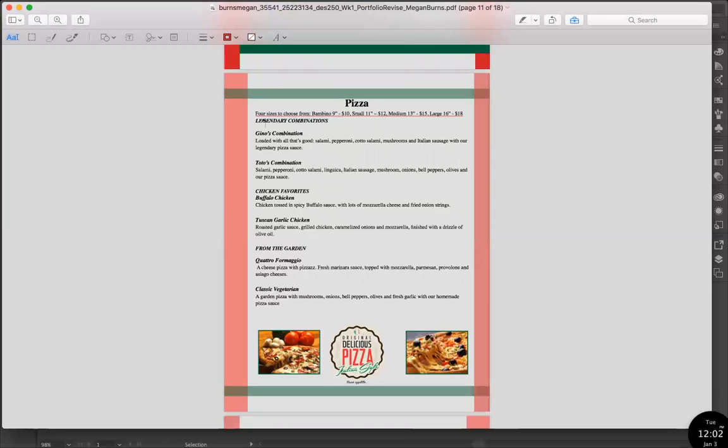And Legendary Combinations is the title of the section for these two combination pizzas. So we want those to be down close to it. Notice Chicken Favorites you have close to the buffalo chicken, but then From the Garden and Legendary Combinations you have far away from their pizzas. So move those down, use that rule of proximity to put those subheadings up with the information that it's referring to.